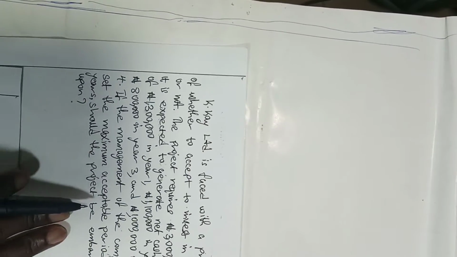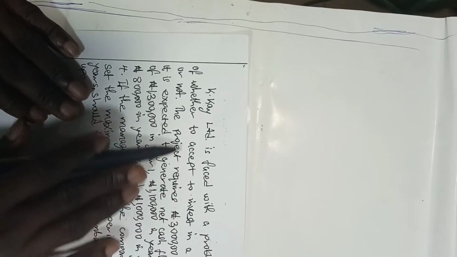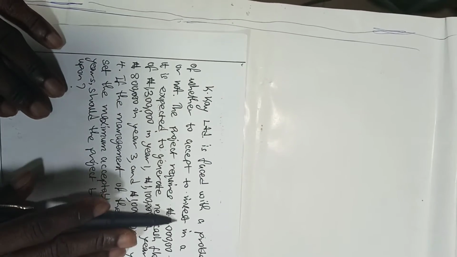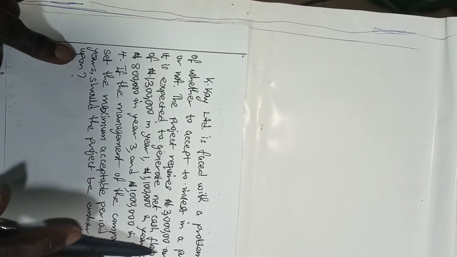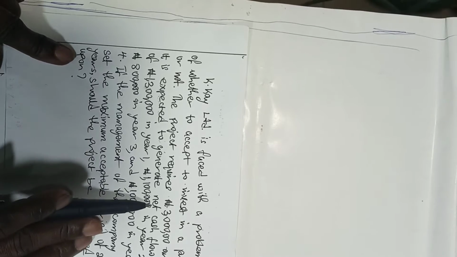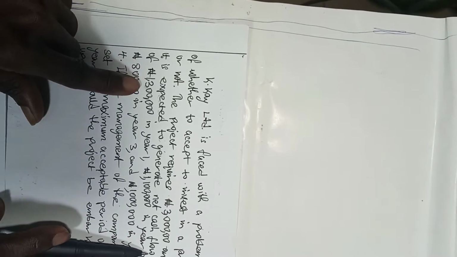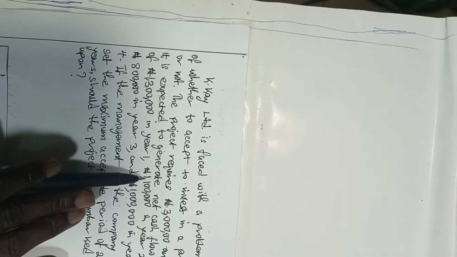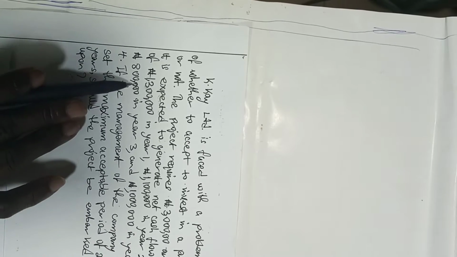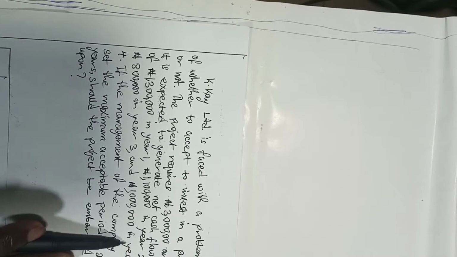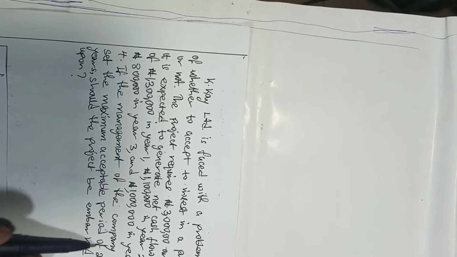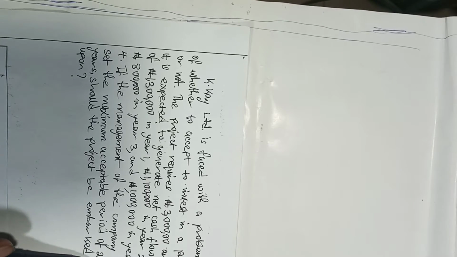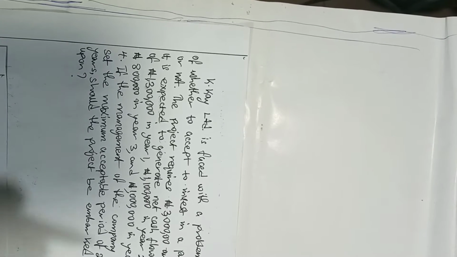So here is the question. KK Limited is faced with a problem of whether to invest in a project or not. The project requires 3 million and it is expected to generate net cash flow of 1.3 million in year 1, 1.1 million in year 2, 800,000 in year 3, and 1 million in year 4. If the management of the company had set the maximum acceptable period of 2.5 years, should the project be embarked upon?